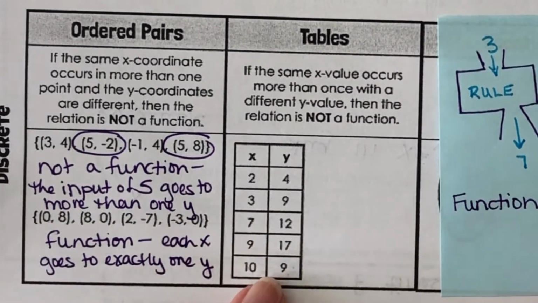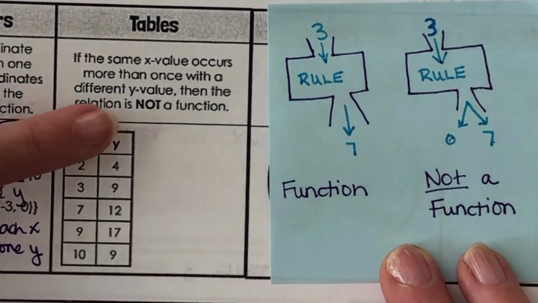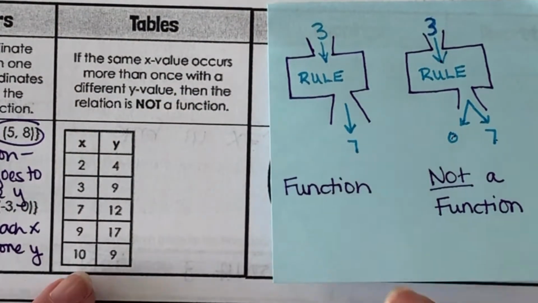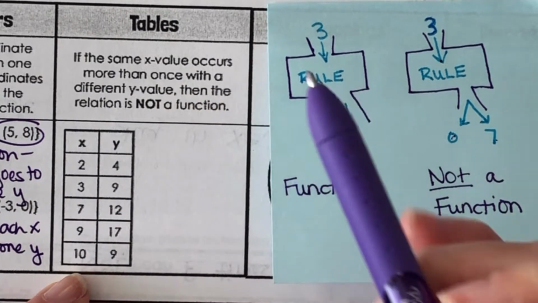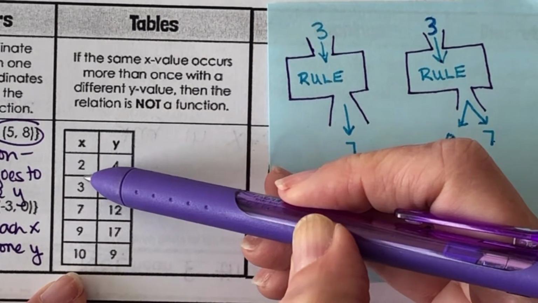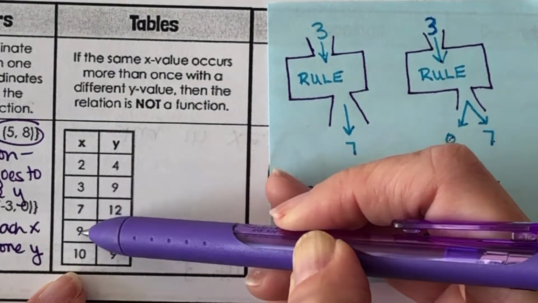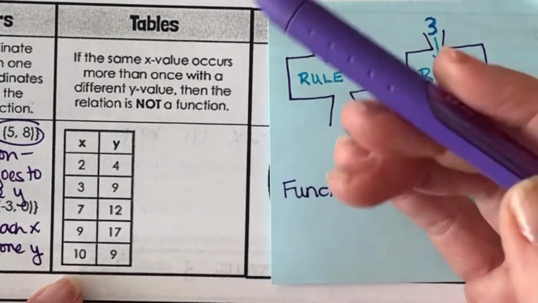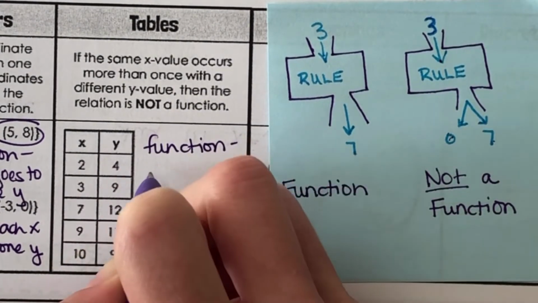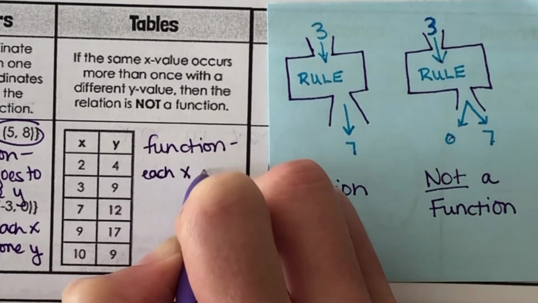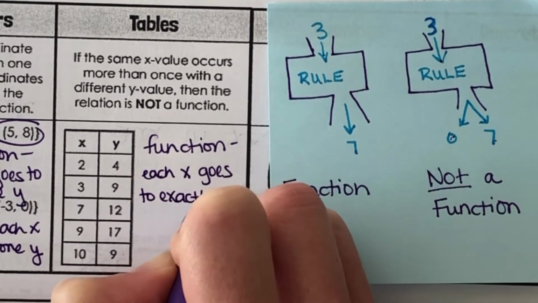Let's go ahead and see if they're in a table. This is the exact same thing, just instead of listing them as ordered pairs, you're listing them in a table. So if the same x value occurs more than once with a different y value, then it's not a function. So I'm going to take a look at my x values and see if any of them are repeated. So 2, 3, 7, 9, 10, none of them are repeated. This is a function because each x value goes to exactly one y value.